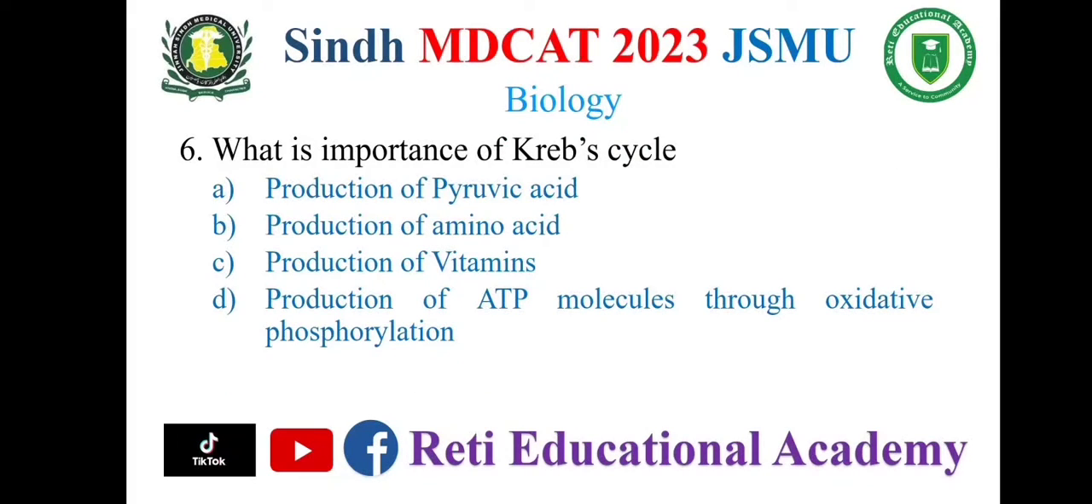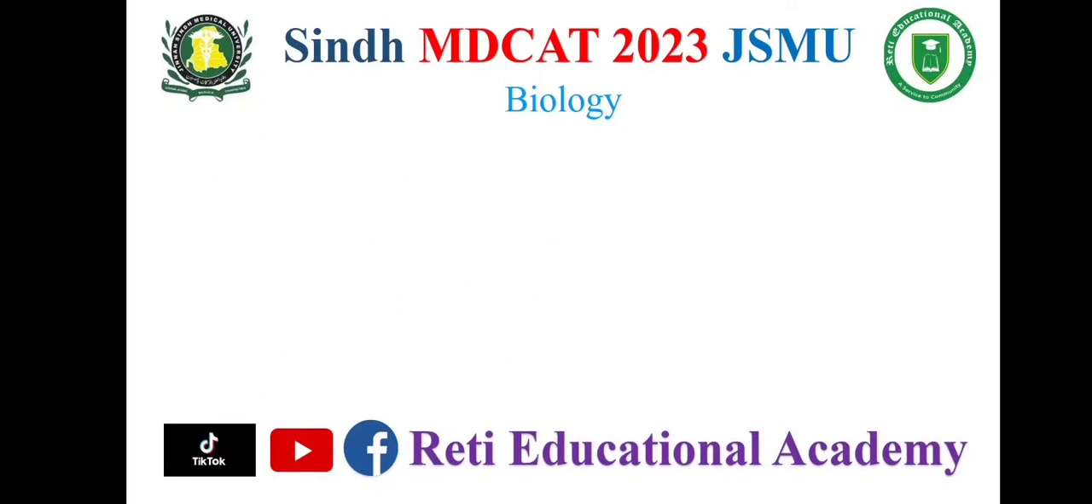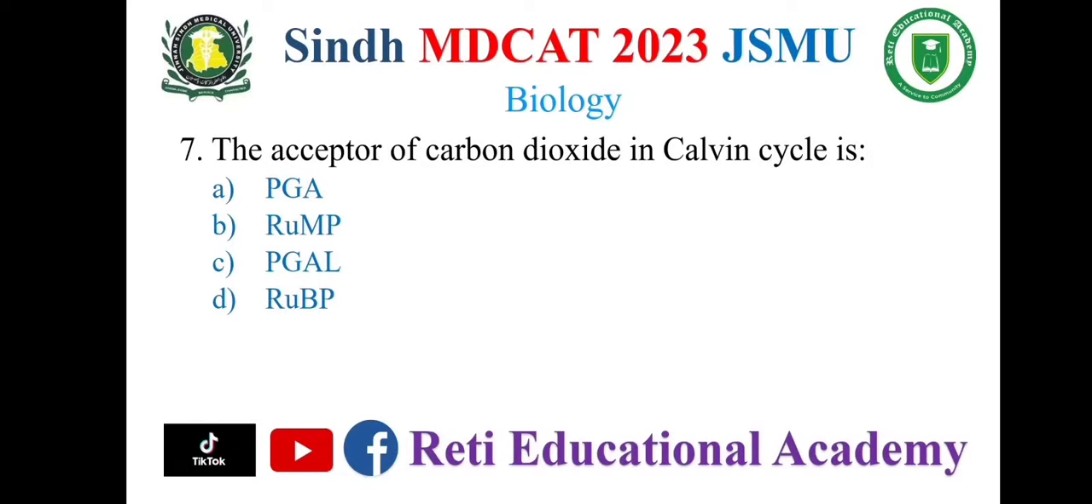What is the importance of Krebs cycle? A. Production of pyruvic acid. B. Production of amino acid. C. Production of vitamins. D. Production of ATP molecules through oxidative phosphorylation. And the correct answer is D. Question number 7.